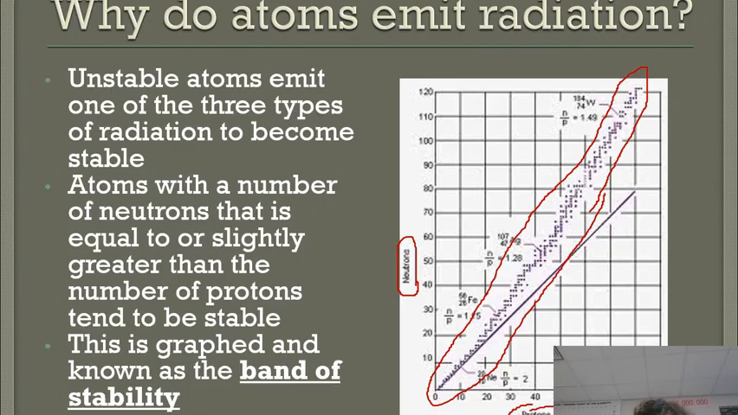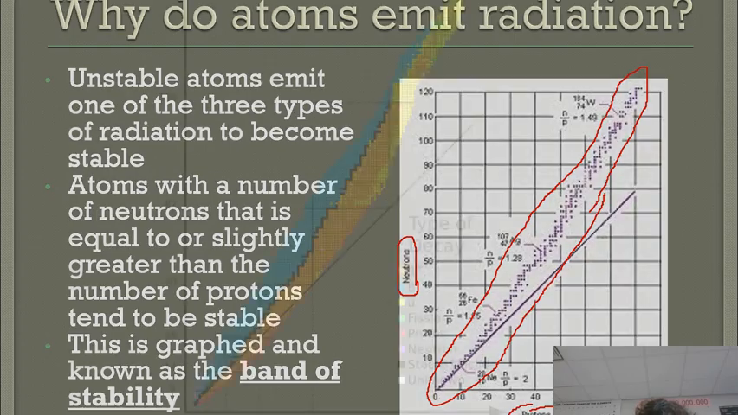And sometimes you'll hear people say that neutrons are the glue that holds the nucleus together. Are they literally the glue? Of course not. But having neutrons to mitigate the positive charge of the protons, causing them to repel each other, is going to be important for stability.